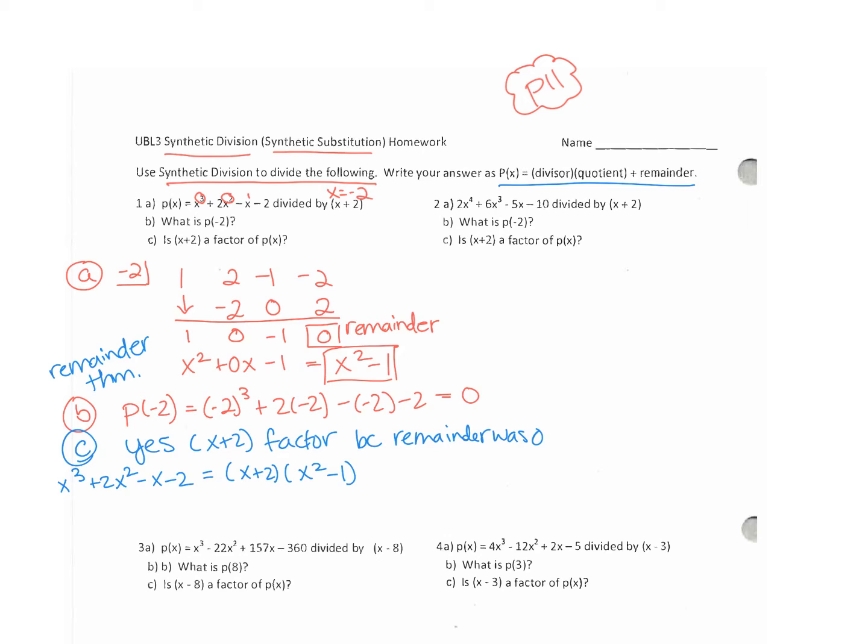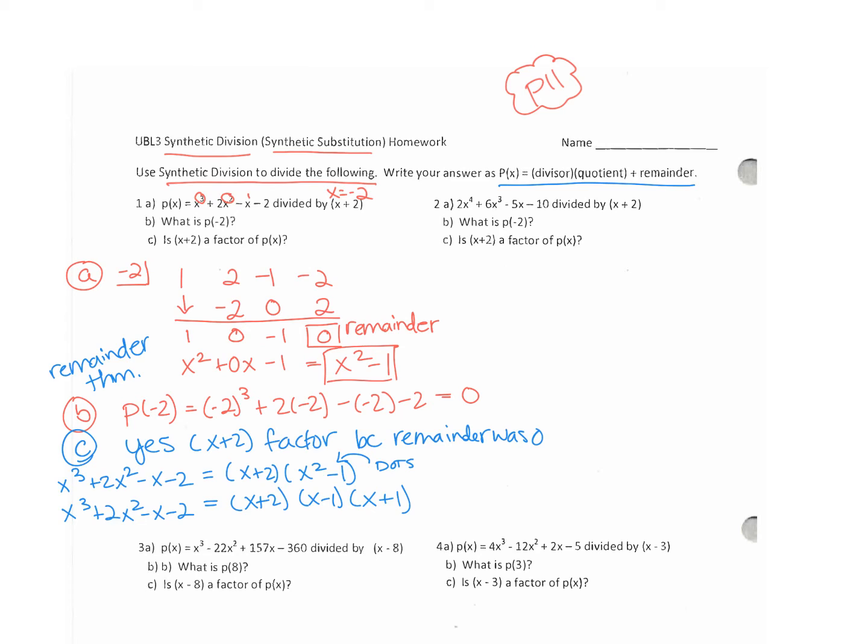Now, I know my x squared minus 1 isn't fully factored. This is my nice friendly difference of two squares. So technically, this polynomial factors into x plus 2 times x minus 1 times x plus 1. So this is then what x cubed plus 2x squared minus x minus 2 breaks down into.